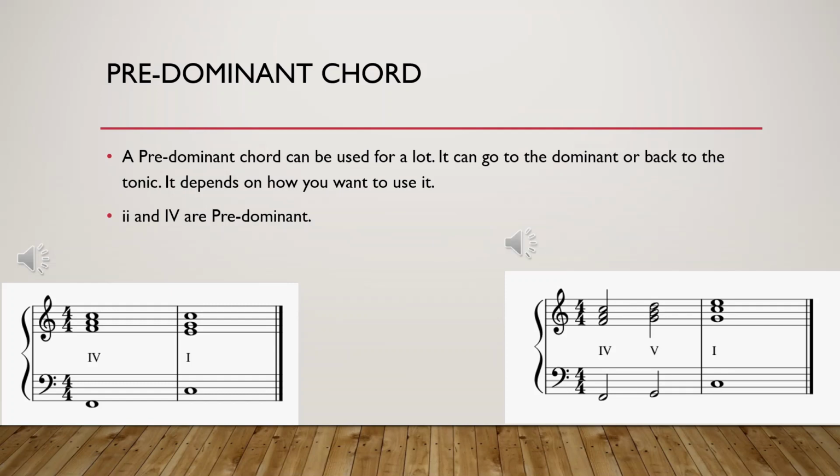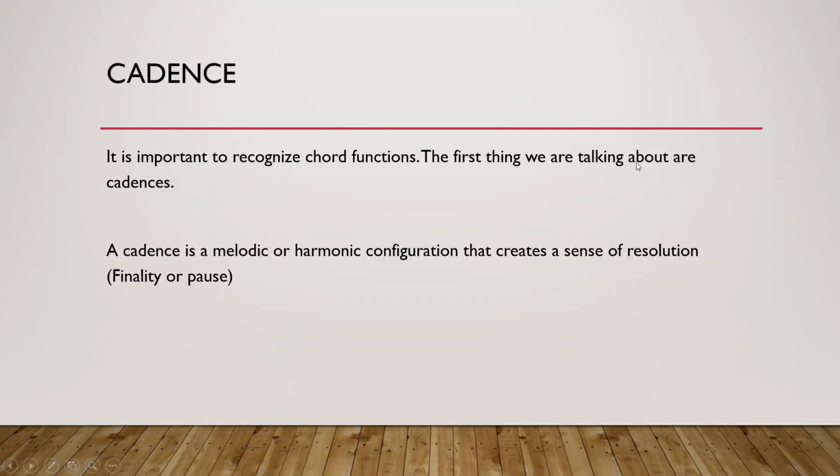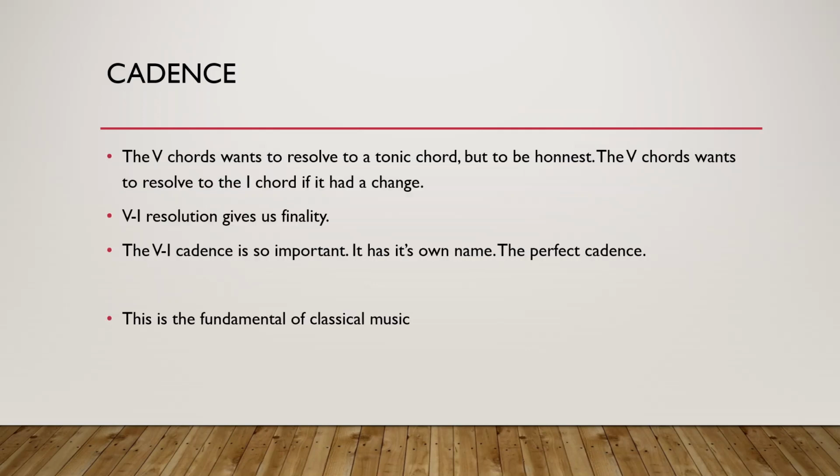And that are chords, because music works in certain ways. And it is important to recognize chord functions. But first, to clarify more about how the chord functions work, we will talk about cadences. And a cadence is a melodic or harmonic configuration that creates a sense of resolution, finality, or pause. And this sounds really complicated, but it's not.